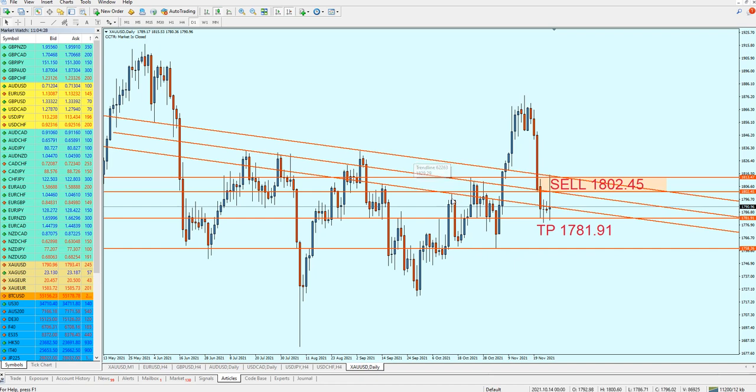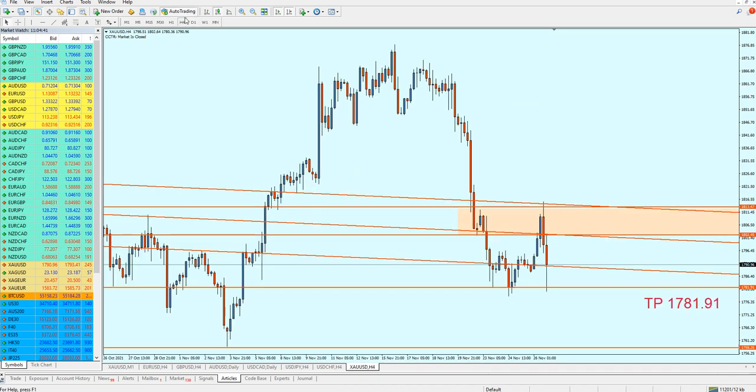But still, I need more confirmations. We cannot just give it like that. But still, we have here a very strong key resistance level. The pair has already respected that level. Let's go to the 4 hour time frame.